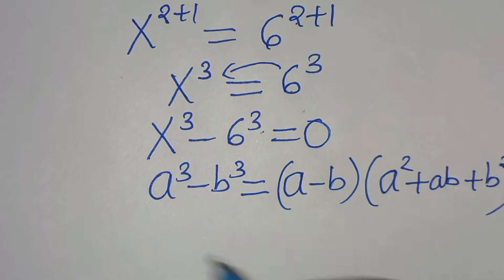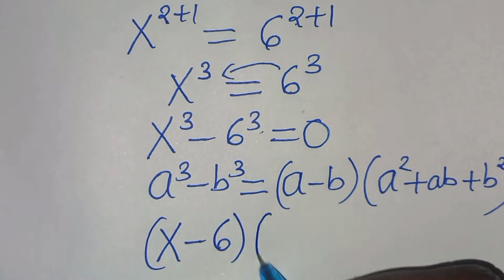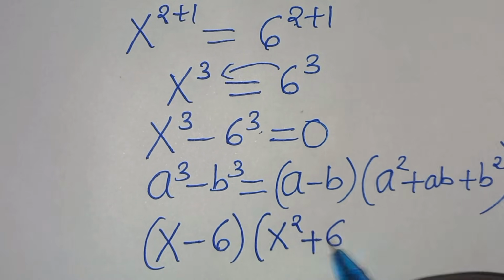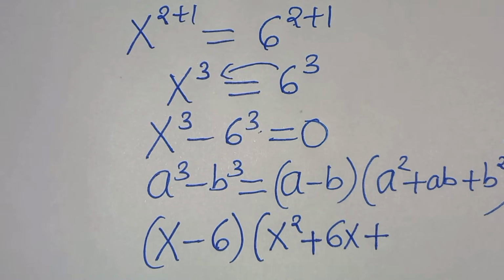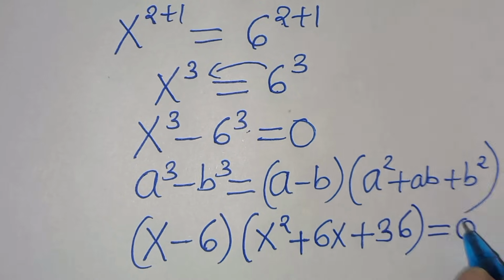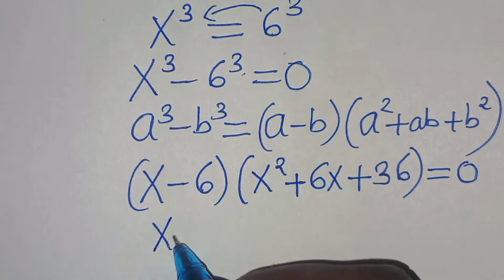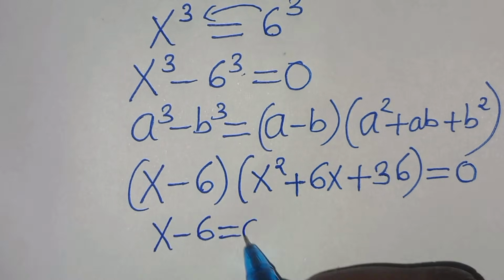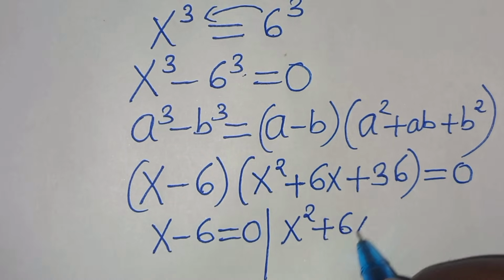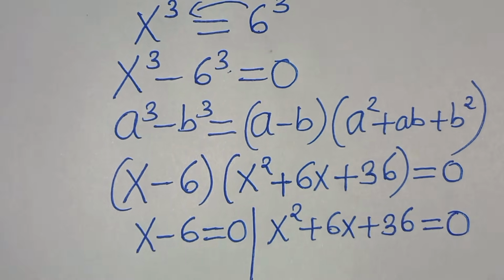Applying this identity, we have x minus 6, then x to the power of 2 plus 6 times x, which is 6x, then plus 6 squared, which is 36, and this is equal to 0. From the first part here, we have x minus 6 equal to 0. Then we have x to the power of 2 plus 6x plus 36 equal to 0.